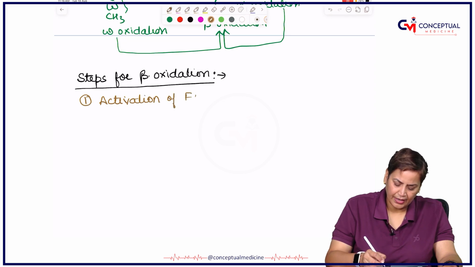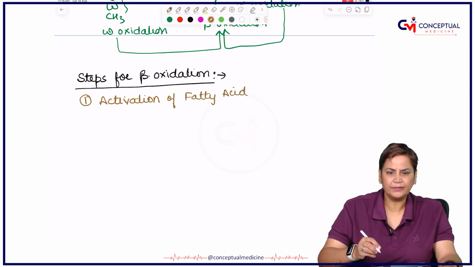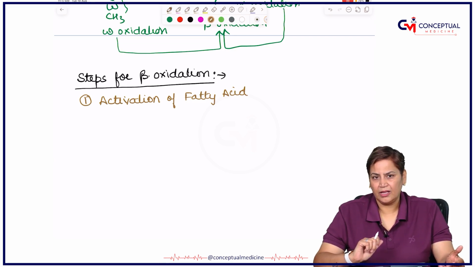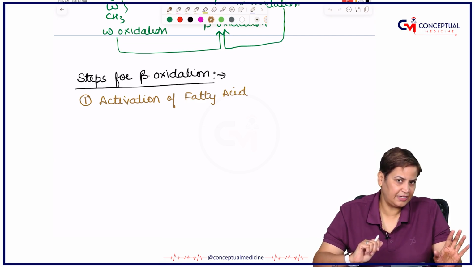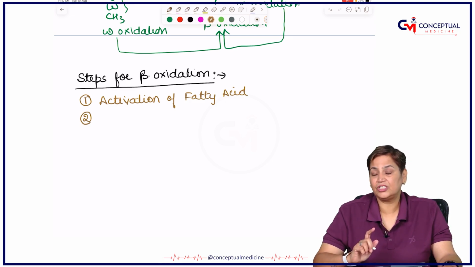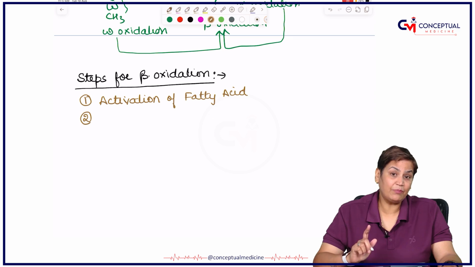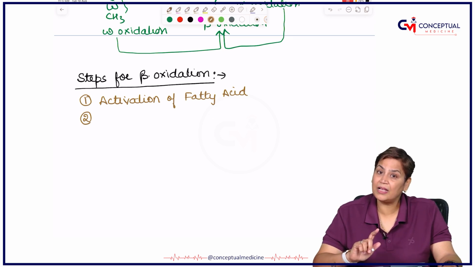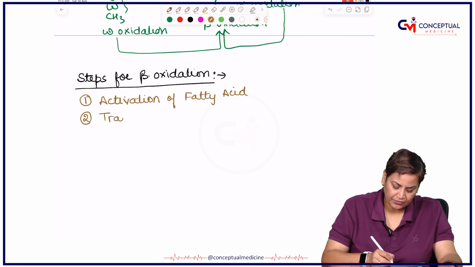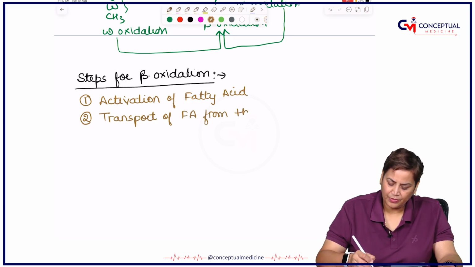Now, why is activation required? Because fatty acid has a COOH group, and we know that the COOH group is polar. So to make it non-polar, we activate the fatty acid, and obviously activation will require ATP. Okay, so the first step is activation of fatty acid. Second, just now I told you that beta oxidation takes place in the mitochondria, and lipogenesis or the synthesis of fats takes place in the cytoplasm. So whenever a fatty acid has to undergo oxidation, it has to be transported from the cytoplasm to the mitochondria. So the second step is transport of fatty acid from the cytoplasm to the mitochondria.